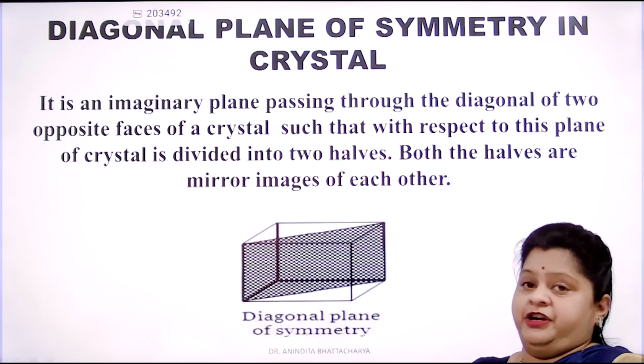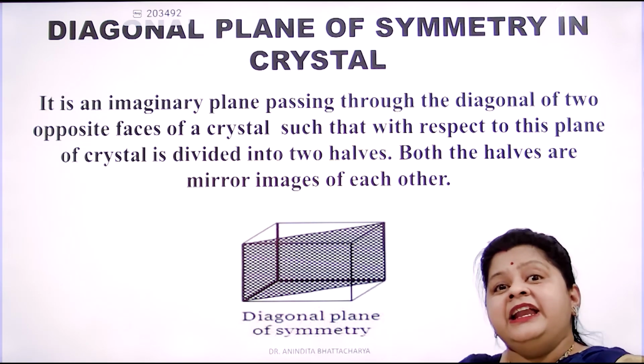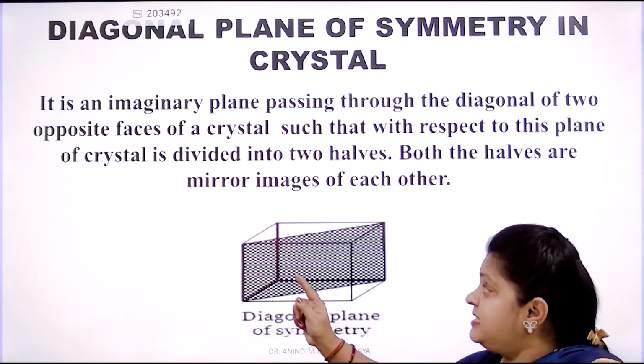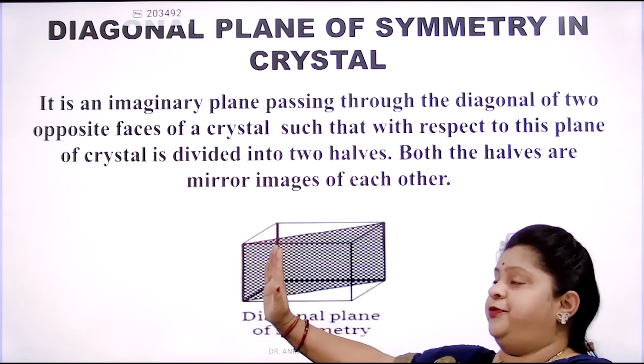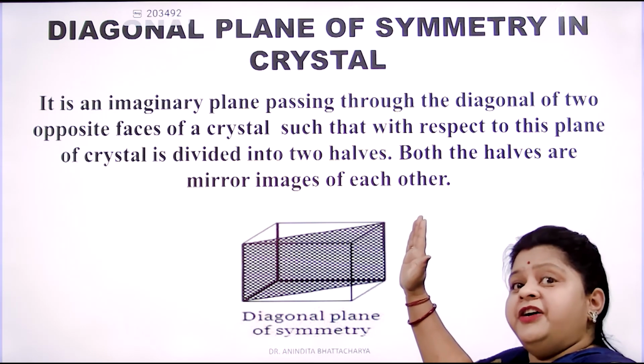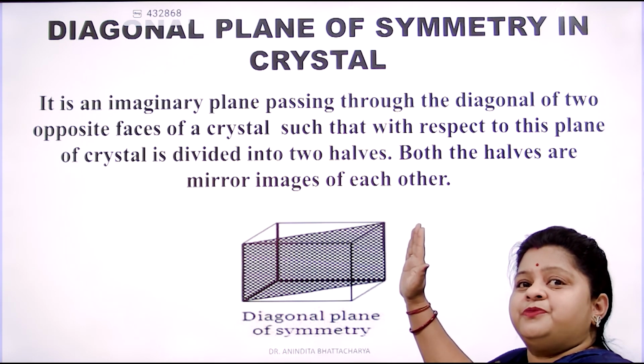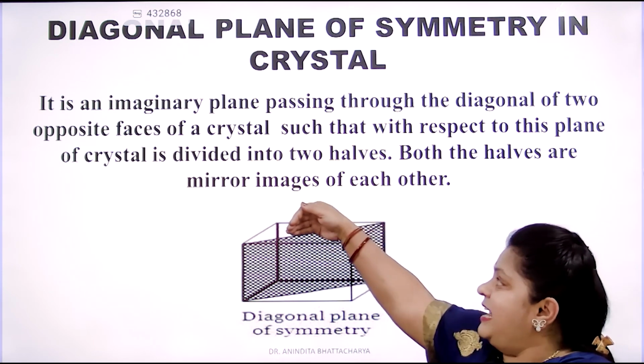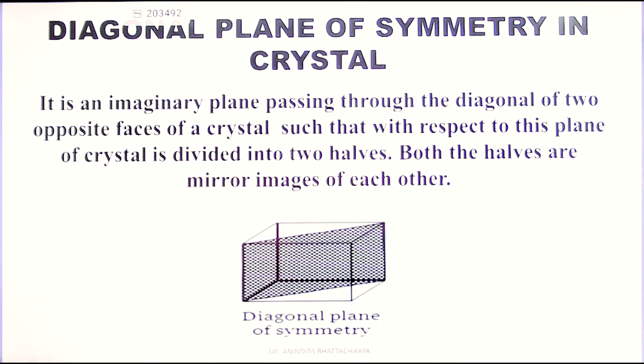Now, if I move over to the diagonal plane, this is again an imaginary plane, going diagonally from the front edge to the rear edge. If I look at this triangle and that triangle, they are both mirror images. They are both indistinguishable halves of the same crystal. So that is the diagonal plane of symmetry.